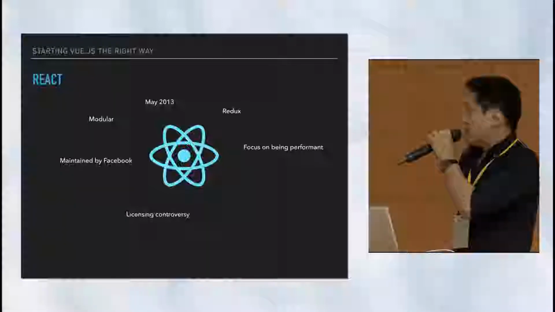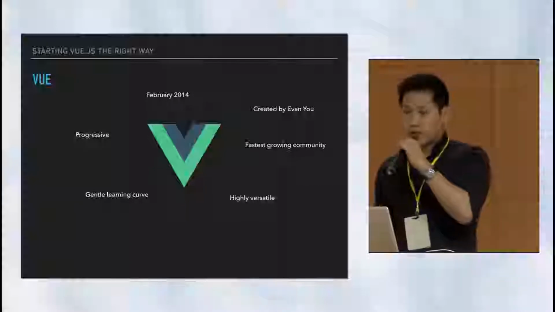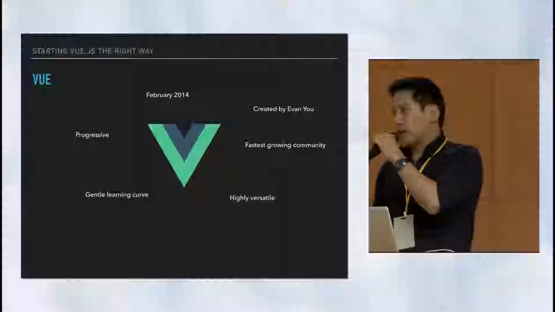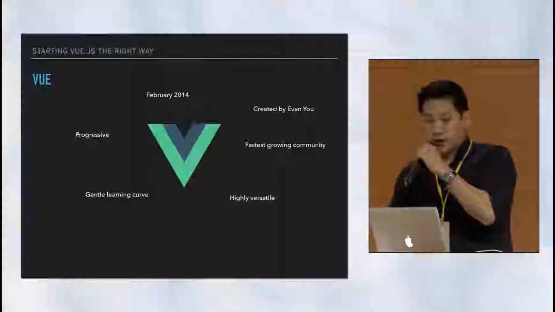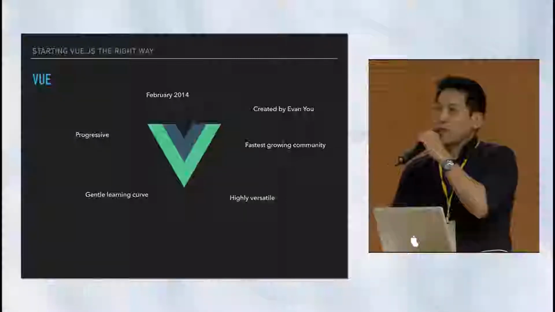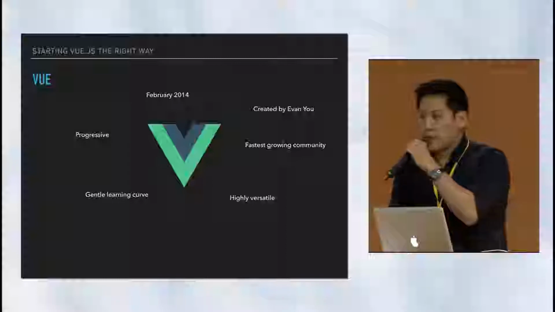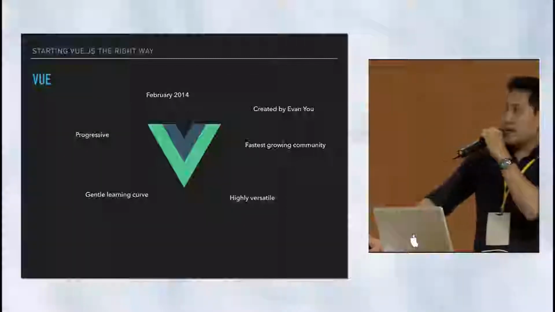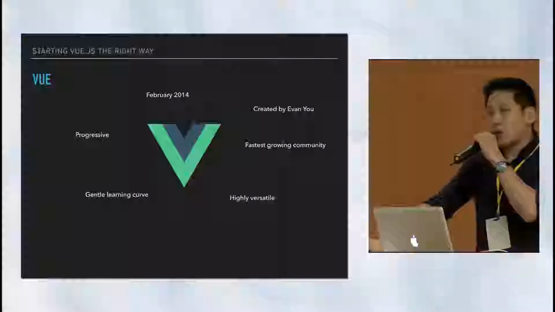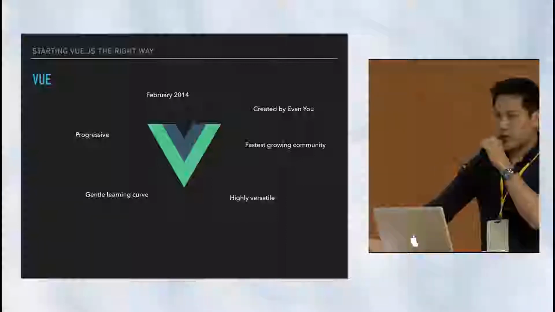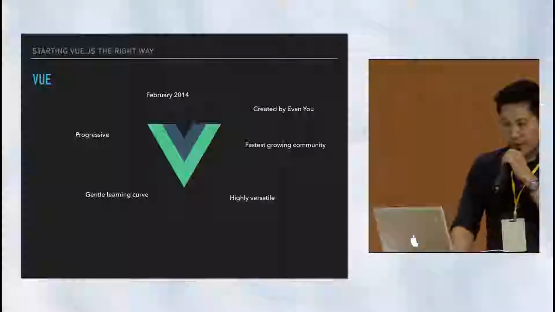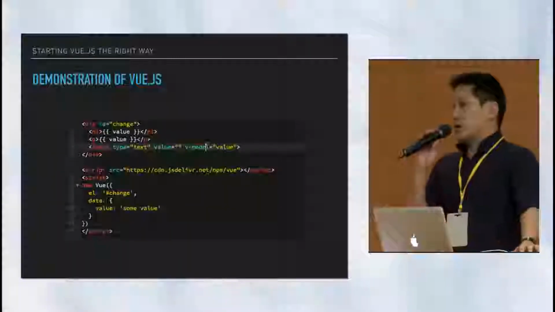Why? Vue was released in February 2014. It's one of the fastest growing communities on GitHub. But the most important thing about Vue is that it is a progressive framework. This means that it is something that you can slowly integrate into your system without disrupting a lot of what's going on right now. Now, here's how Vue looks.